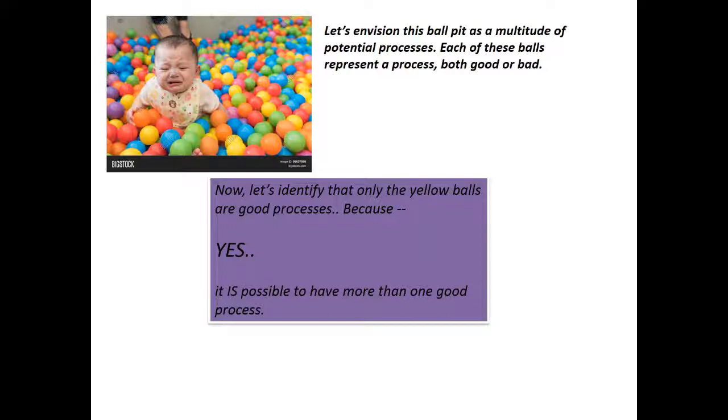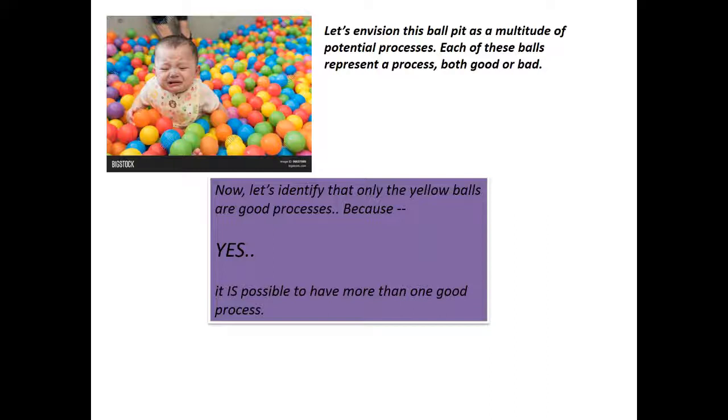So imagine standing at the edge of the pit with your eyes closed and reaching in. That's what we're doing when we're trying to develop a process. We're reaching in and we're looking for that perfect process with a high production, low scrap, high yield. And we keep grabbing balls, or grabbing processes, and we'll grab a red, we'll grab a blue. Those of course are not good. And then eventually we finally get to that yellow ball, which is our good process.